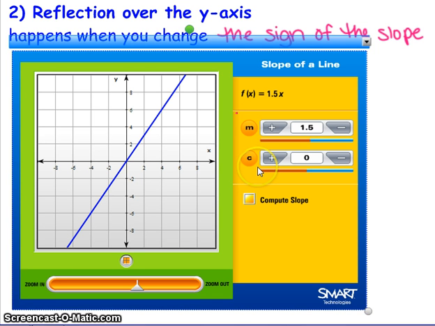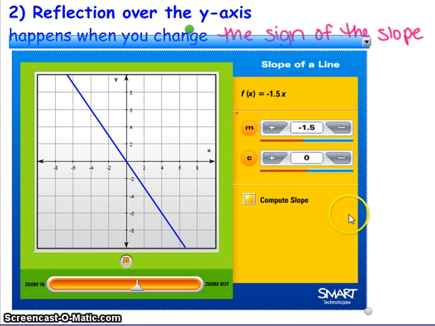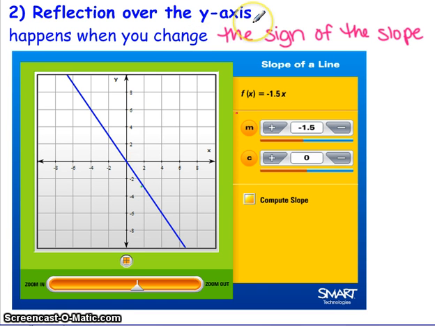So that's what I'm going to do right now. I'm going to change the slope to negative 1.5. And look what happens. The graph flips over the y-axis. So that's what a reflection means. It still has the same narrowness or wideness, but it's flipped the other way. So I'm going to make myself a note that a reflection means being flipped over, kind of like a mirror image.